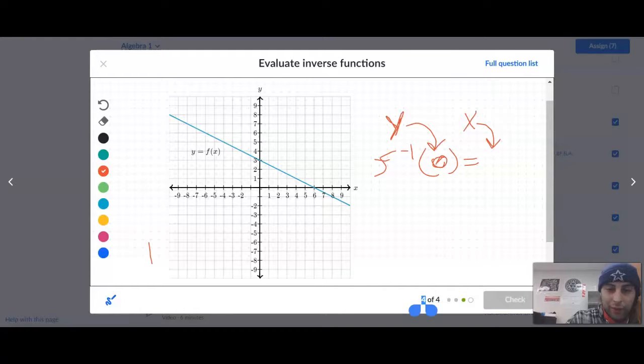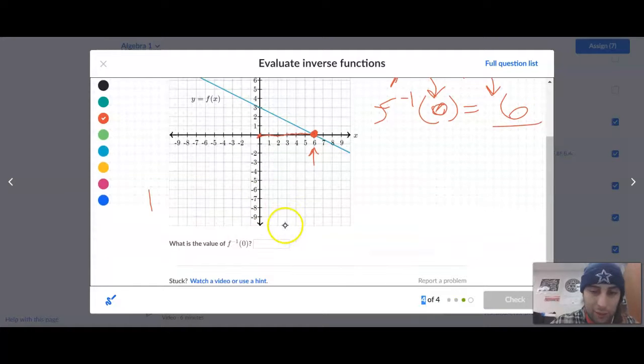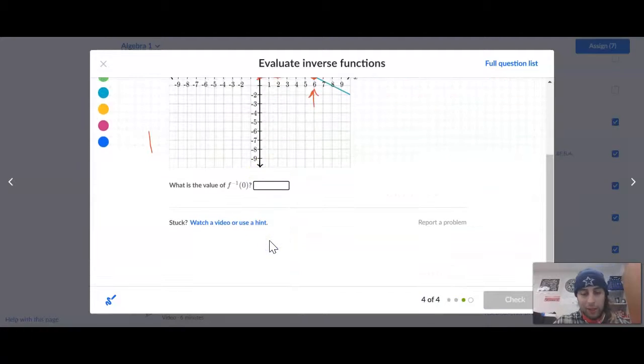Okay. Am I allowed to write on it? Okay. So I'm going to go horizontally to the line, the function. So I'm going to have to go to the right until I get to that function, which is right here. What is that x value right there? And the y value is 0. The x value is 6. Okay. So again, that's inverses. Check the y, give me the x.